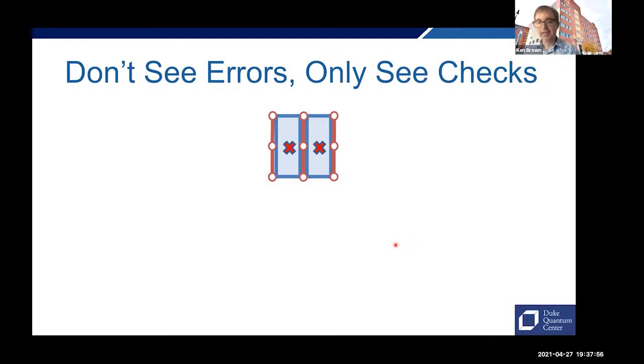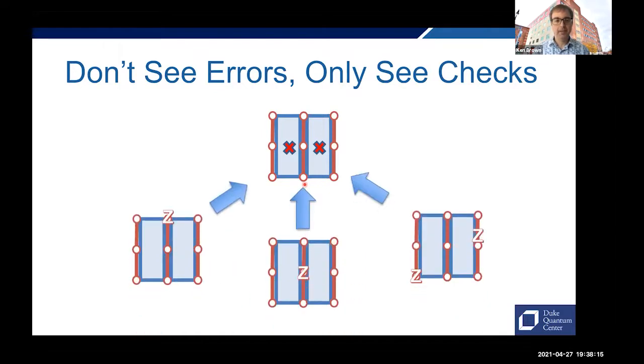The important thing is you never see errors. You only see checks, right? And so you need to decide, when you see these checks, what am I going to do? So what kind of errors could lead to this check? Here I've drawn three errors that could lead to this check. So first let's just go through how I've decided that's the case.